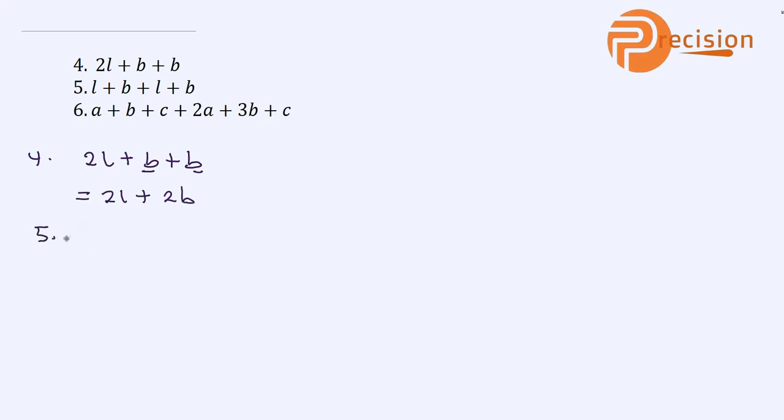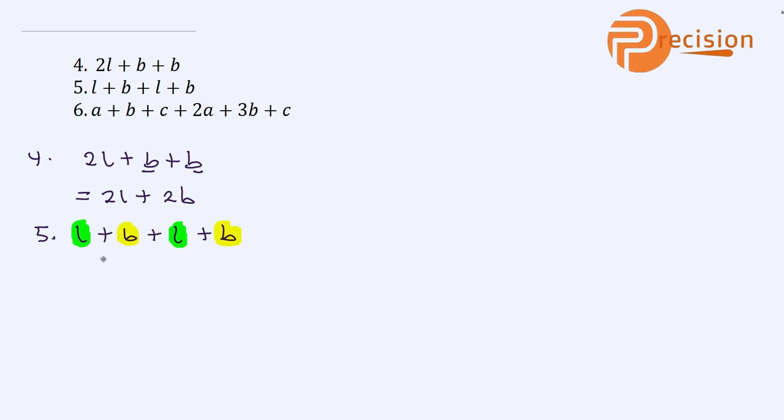Let's solve question number 5. Question number 5 says L plus B plus L plus B. Now here I want you to recognize the pattern. We have L and we have L, same class. We have B and we have B, same class. Remember, variables of same class can add, but variables of different classes cannot add.